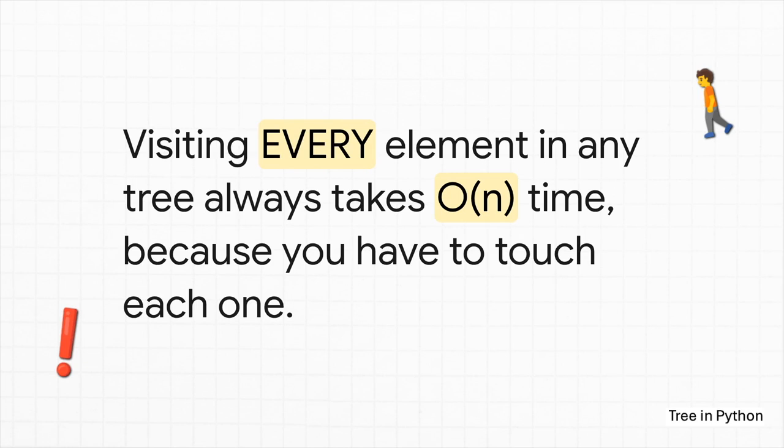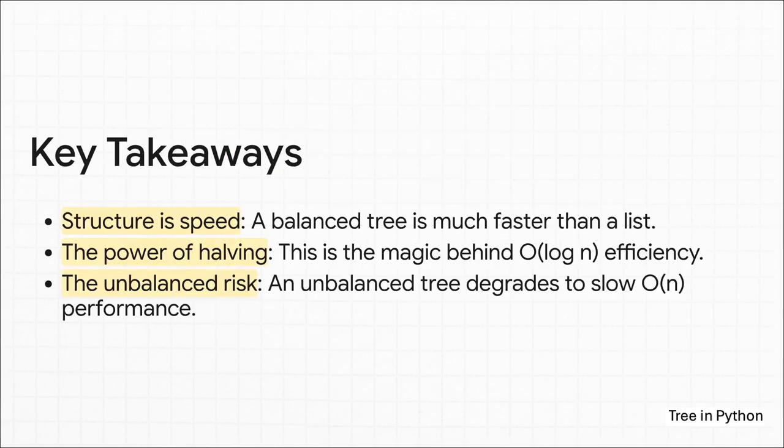Okay, one final but really crucial clarification. Trees are amazing for finding, adding, or removing one specific thing really fast. But what if your goal is to visit every single node in the tree? Like say you wanted to print out all the values. Well, you still have to touch each one, right? So that kind of operation will always be O of n, because there's just no shortcut to visiting n items without doing n work.